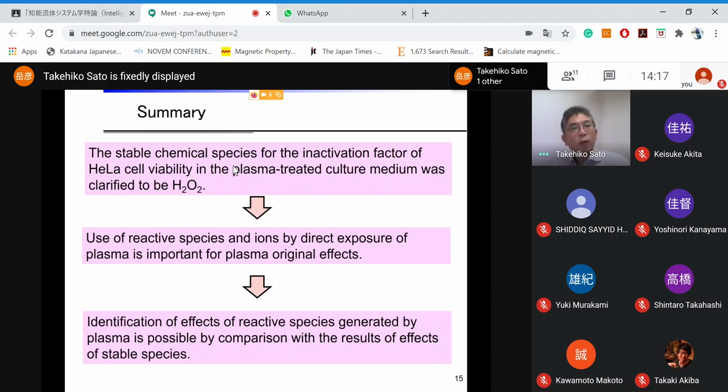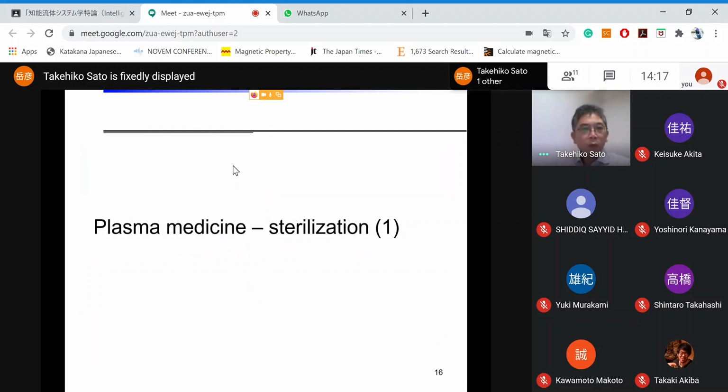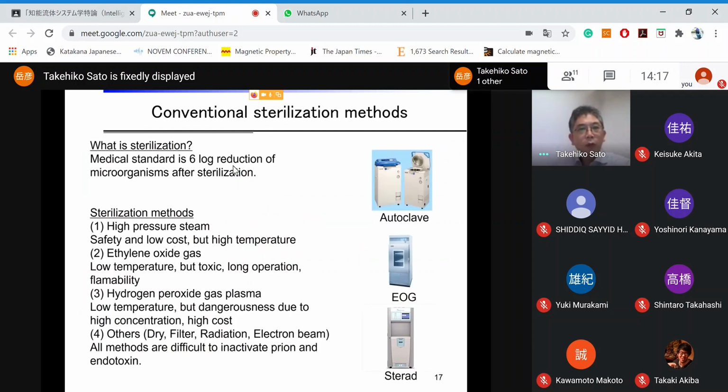most understandable results. So I just show this. Okay, next is the sterilization. So of course there are many sterilization devices. We call this autoclave, and any hospital or any laboratory for biomedical research, they have autoclave.